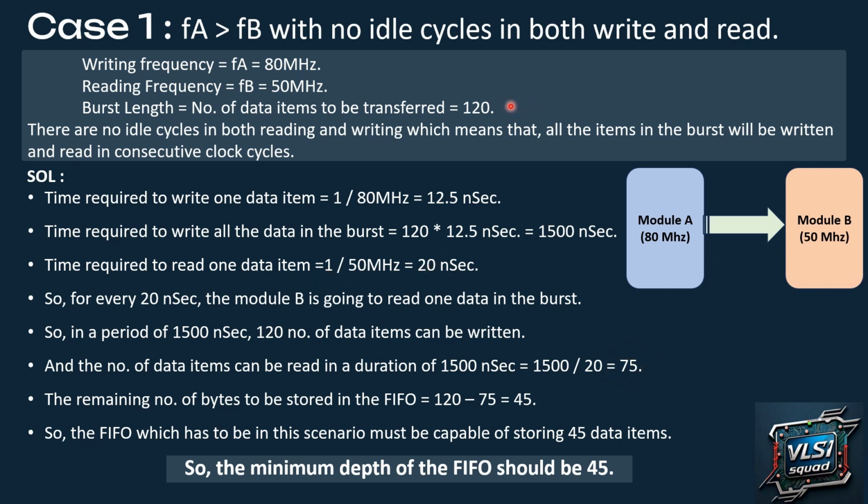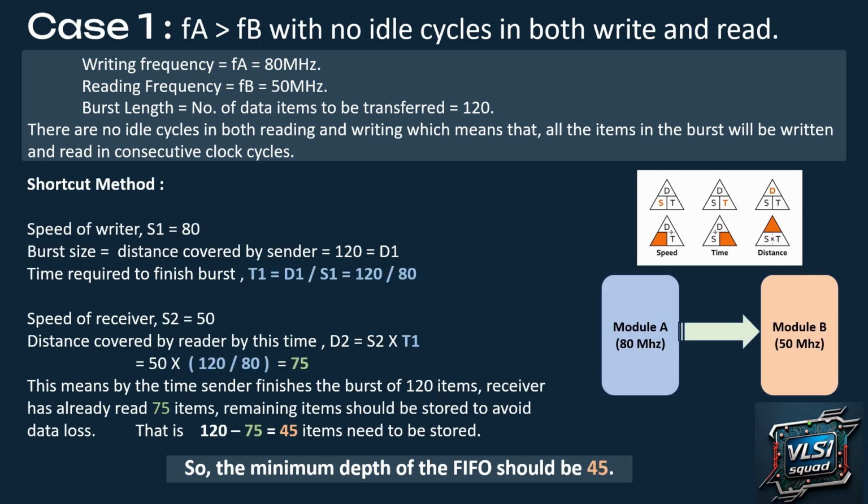In the time that the sender can send 120 data items as a burst, the reader can read only 75 of them. It fails to read 45 of the data items. So we need to save these 45 items in order for the reader to complete the reading of 120 data items. So we should store these 45 data items, and that will be the size of the FIFO. So we can solve this with our shortcut formula.